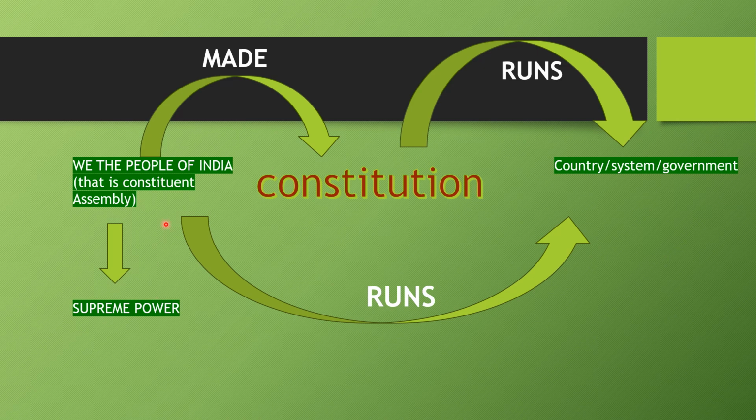Here I have given you a flow chart. We the people of India, that is Constituent Assembly, made the Constitution, and this Constitution runs the government. So indirectly we the people of India run the government. So the supreme power lies in we the people of India. You can draw this in your answer copy. This is going to fetch you good marks.